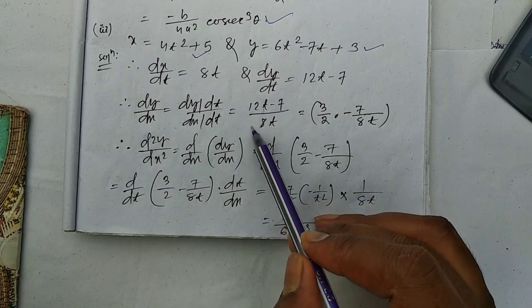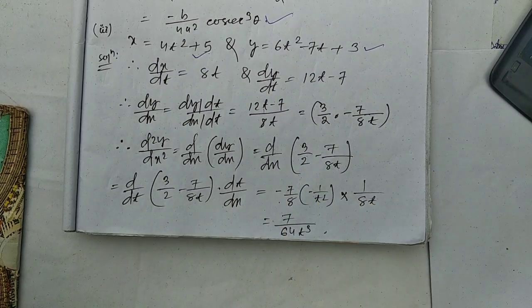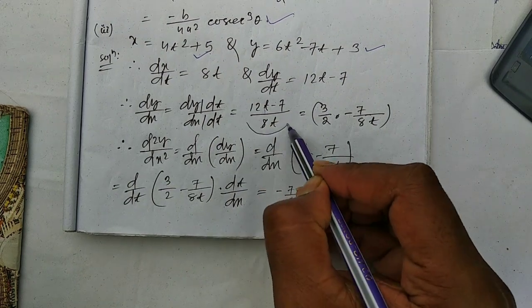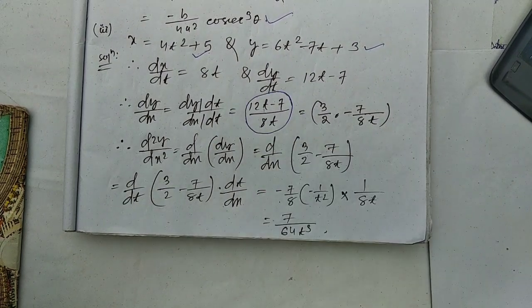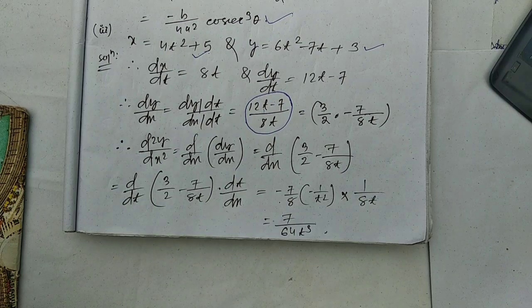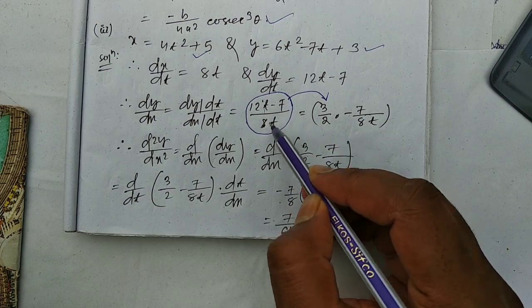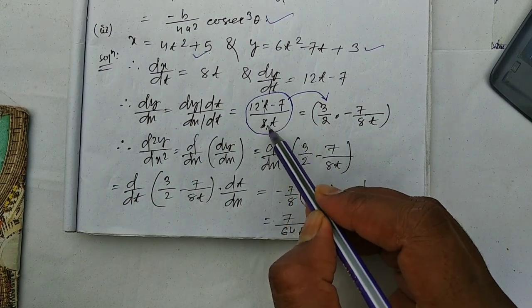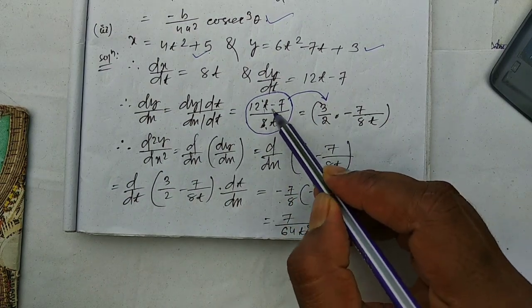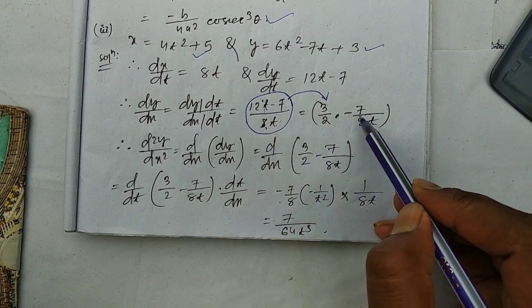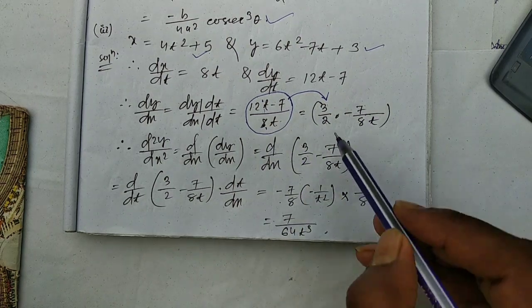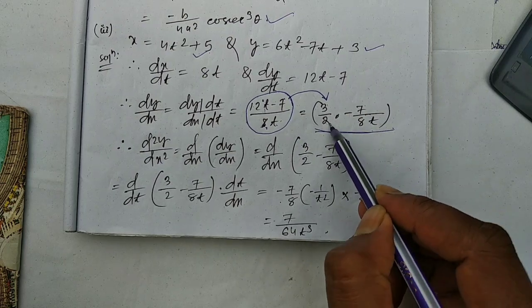Okay, so this quantity I have to differentiate again with respect to x. That means apply chain rule with respect to t and dt by dx. But if I am going to differentiate this one, we have to apply division rule. For more simplification, what I have done here, just divide this by this and this by this. 12t by 8t will be 3 by 2, t will cancel out, minus 7 by 8t will be 7 by 8t. Now we have to differentiate this quantity.